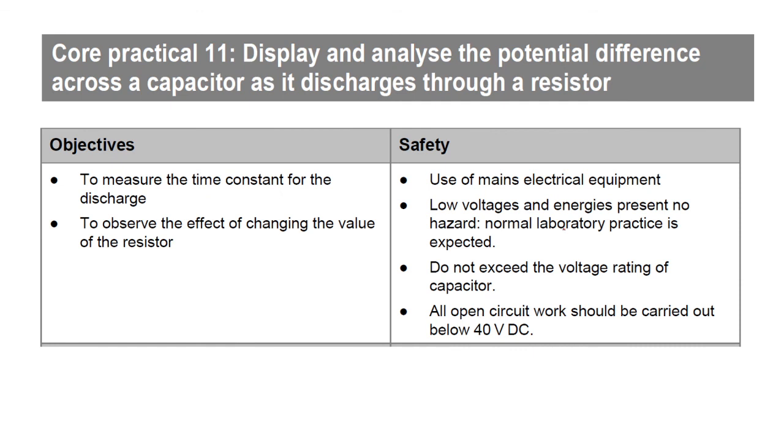So let's move to the practical that displays and analyzes the potential difference across the capacitor as it discharges through a resistor. In this practical, we have to measure the time constant for the discharge. You know that the time constant is RC, so you need to measure R and the capacitance. If you know the resistance and the capacitance of the capacitor, then you have RC. So observe the effect of changing values of the resistor.